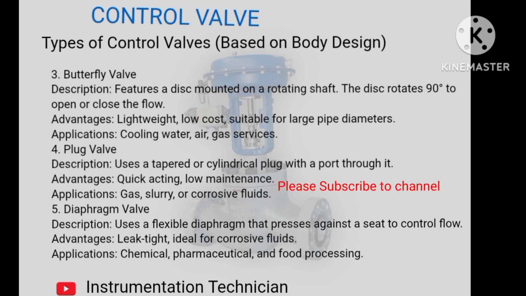4. Plug valve. Description: uses a tapered or cylindrical plug with a port through it. Advantages: quick acting, low maintenance. Applications: gas, slurry, or corrosive fluids. 5. Diaphragm valve. Description: uses a flexible diaphragm that presses against a seat to control flow. Advantages: leak tight, ideal for corrosive fluids. Applications: chemical, pharmaceutical, and food processing.